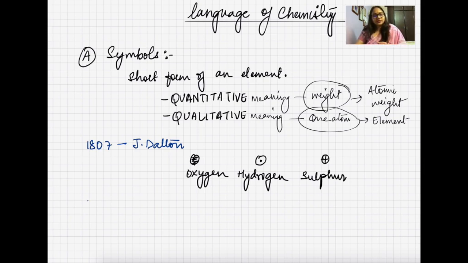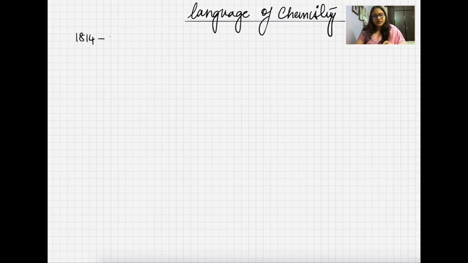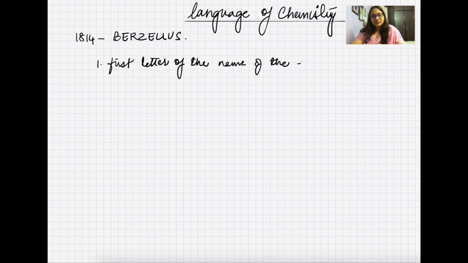Eventually, in 1814, Berzelius gave the representation of a symbol which we still follow till date. Okay. Now, according to Berzelius's symbols, there were a few rules set up. Firstly, the first rule was that the first letter of the name of the element is taken as its symbol. For example, the symbol for element carbon is capital C.